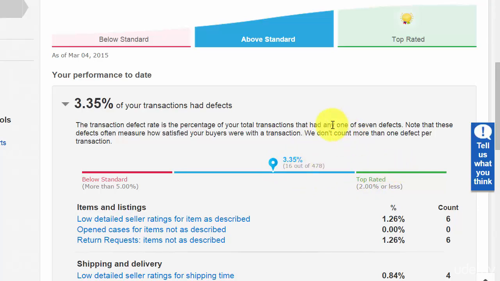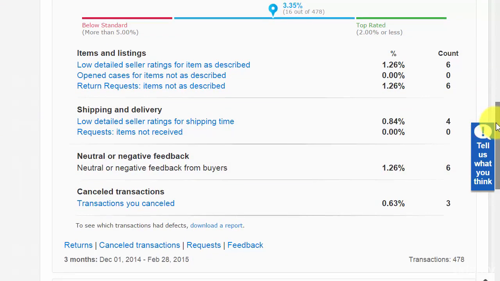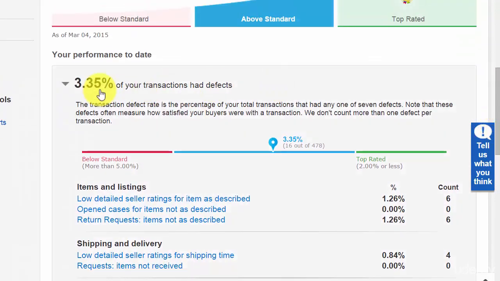I gave you a brief overview of how this whole DSR system works. I'll be posting a link to eBay's article where you can read the full details. But the main thing is this: make sure you monitor this percentage here, and take a look at the counts over here. Again, the safe zone is between 2 and 5%. You never really want to go more than that, even more than 4%, because you're getting a little close to below standard. Just stay between 2 and 5% and you're going to be totally fine, and shoot for top rated seller status.